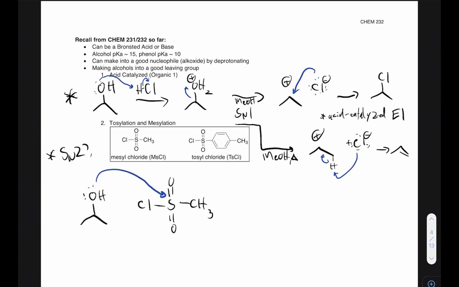So this alcohol attacks this sulfur, and what ends up happening is actually this carbonyl ends up breaking, and then it reforms, and then chlorine leaves as a leaving group. So it all kind of happens in one concerted step. And so the end result for this reaction here is this mesyl group is now attached to our alcohol, and chlorine has left as the leaving group.